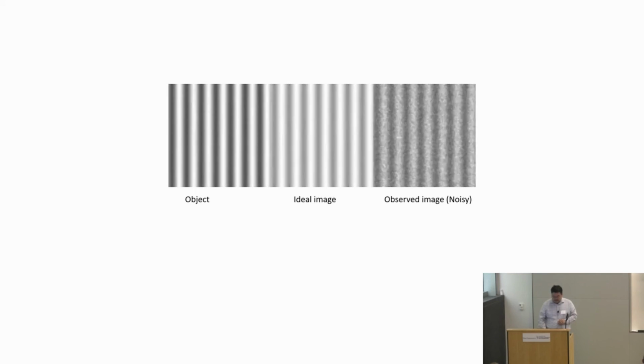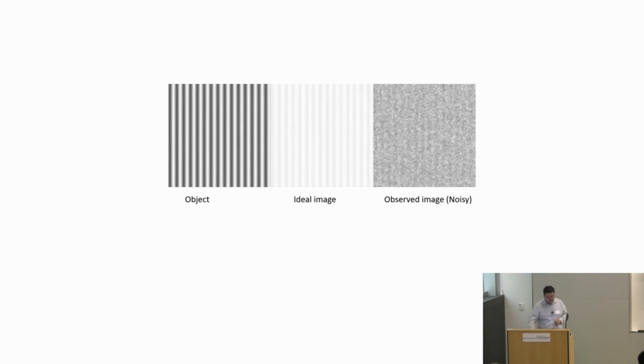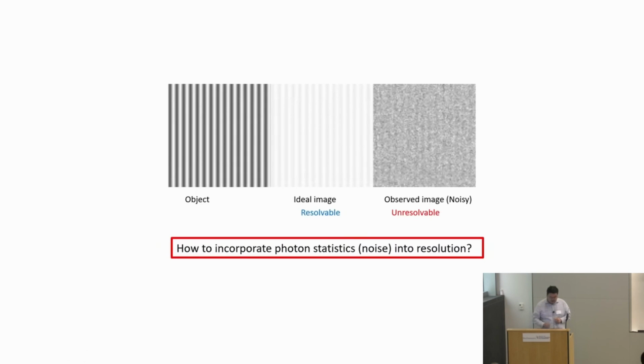Here's another demonstration. You have an object, and your system certainly can visualize this image because it's within its OTF. However, with noise, you can barely see it. So the question is, how do we incorporate photon statistics, noise, into the resolution limit? In other words, Abbe's resolution is a function of NA and lambda. Can we write a new resolution, which is a function of NA, lambda, and photons?